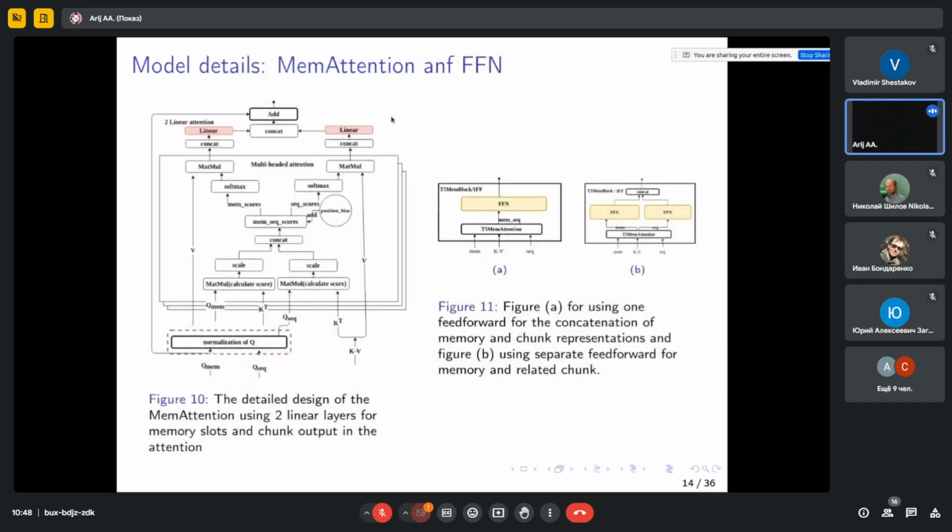The second design is applying the linear layer before concatenating the final representation of the memory and related chunk. The same thing is applied for the feed-forward layer. So we have either just one feed-forward layer for the concatenation of the memory and the sequence or chunk after memory attention, or each of them has its own feed-forward layer. And this results in 4 design variants.